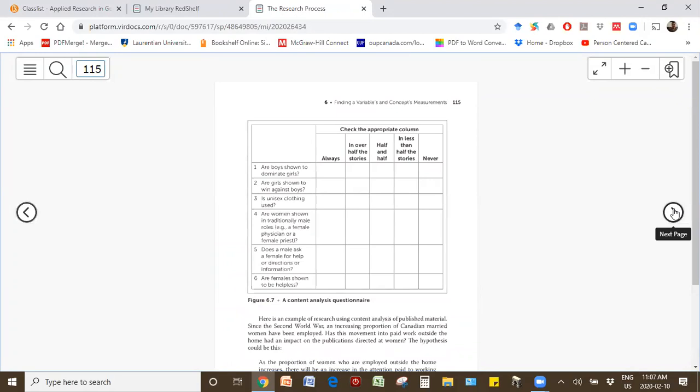So this is an example of a content analysis questionnaire where they're looking at storybooks written in the 60s and 70s, I believe, looking at who the protagonist or hero is, or what the books written for adolescents are like. Depending on the books you're reading, are boys shown to dominate girls in over half the stories? Are girls shown to win against boys in less than half the stories? I'm just making this up as we go along. Is unisex clothing used? If you're looking at the 60s and 70s, probably. Are women shown in traditionally male roles?